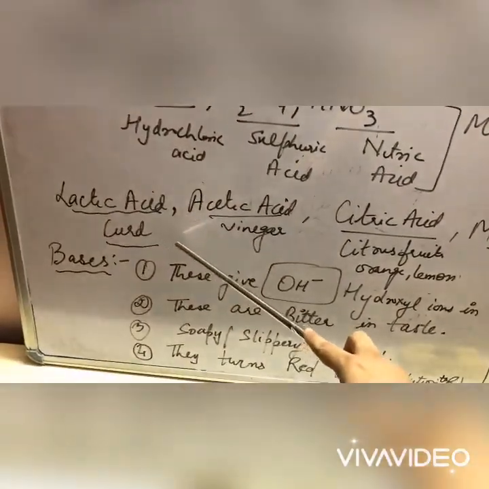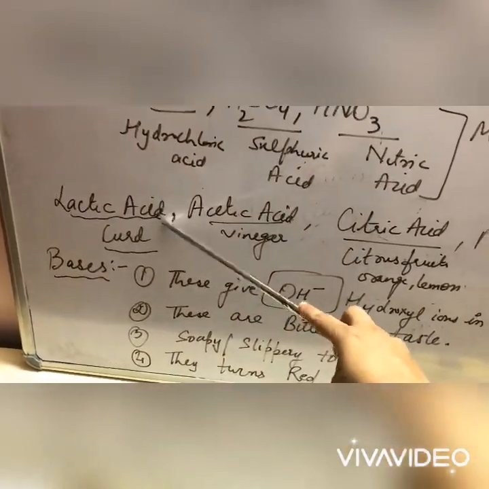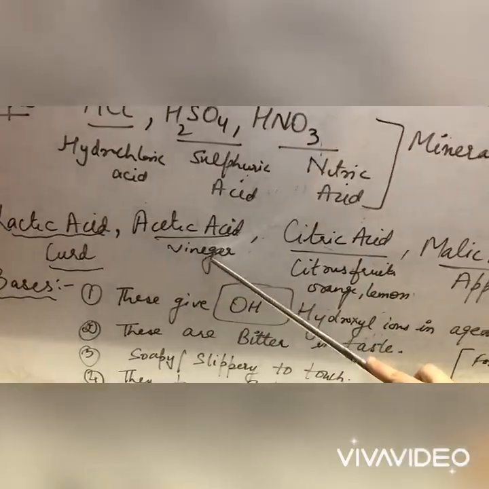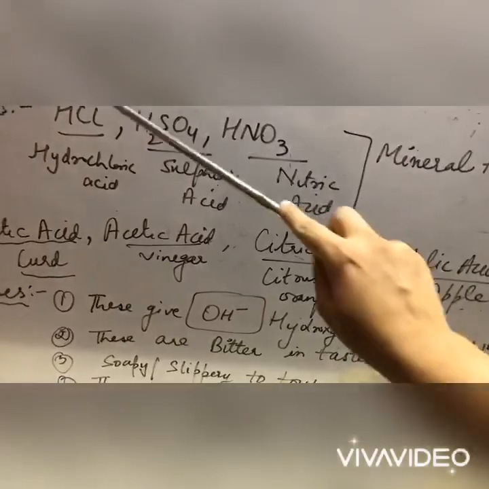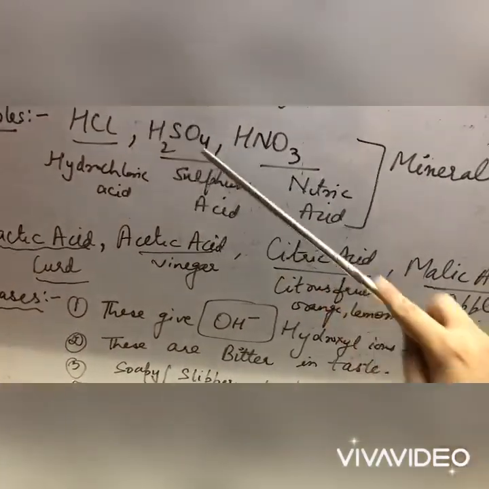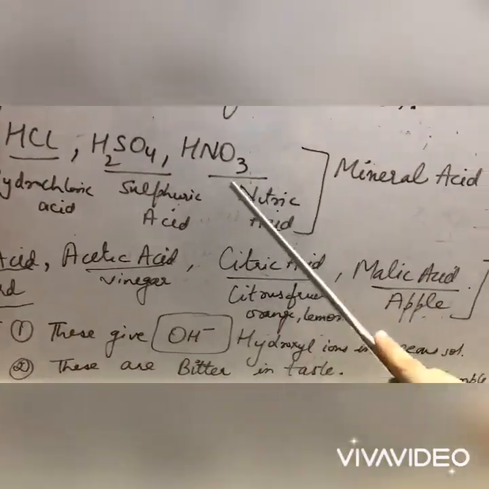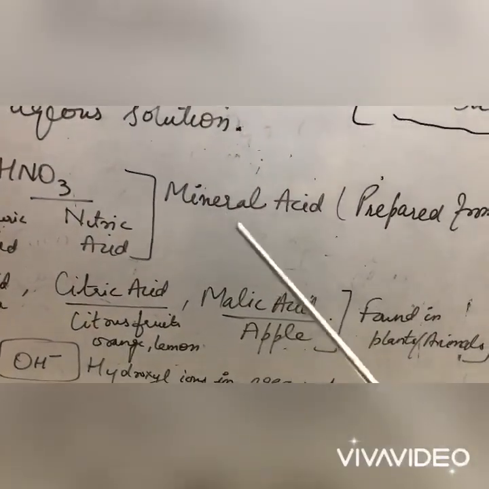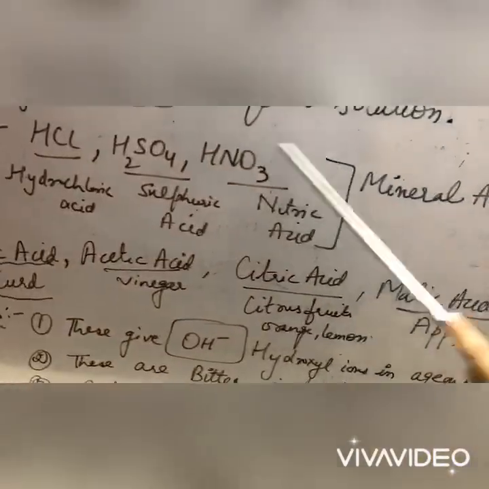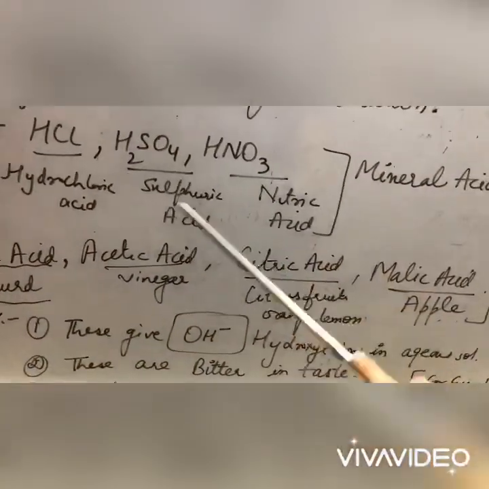Okay, other acids are lactic acid. We eat curd, the curd has lactic acid. Vinegar, you have all seen vinegar at home, haven't you? All these acids are edible, but these mineral acids are not edible. We cannot eat them because they are so corrosive in nature and they are going to burn our skin also. Okay, so be careful while using all these mineral acids.